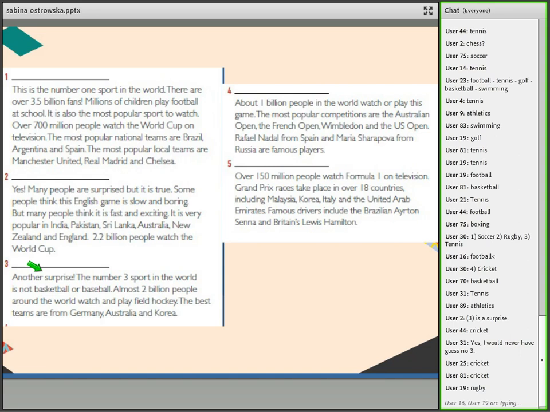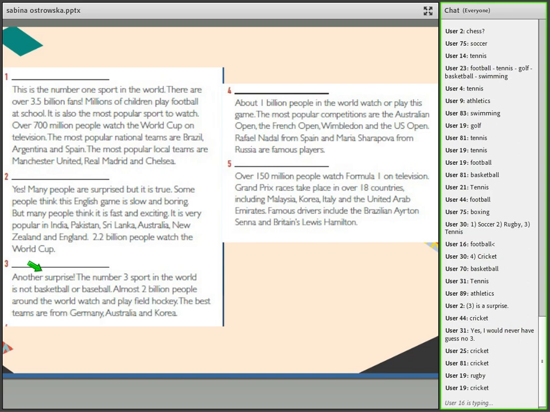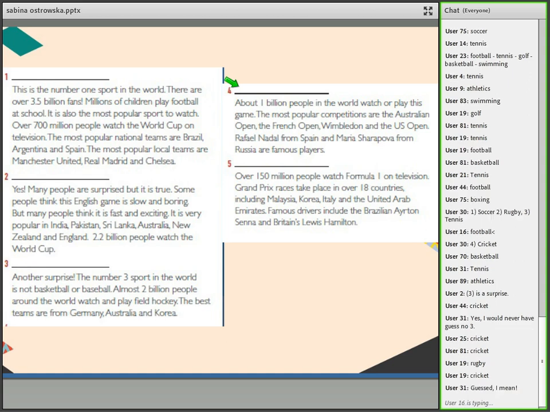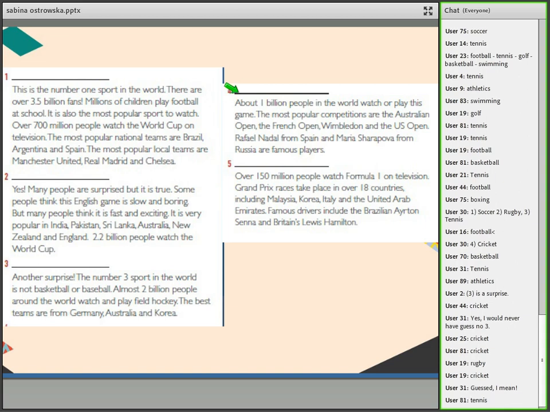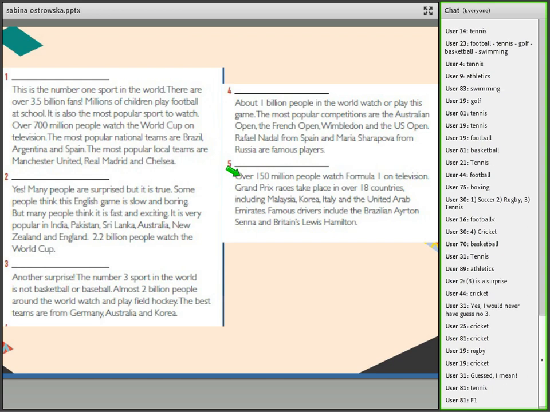The third most popular sport in the world, it's not basketball and baseball, but 2 billion people around the world play field hockey. So this is a little surprise fact. I would never have guessed that. The next one, most of you have guessed, is we have competitions, Wimbledon, Rafa Nadal, Maria Sharapova. Of course, it's tennis. And the final one is Formula One, United Arab Emirates, Malaysia. It's motor racing or car racing.